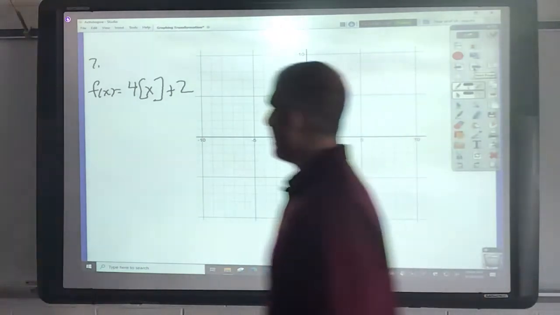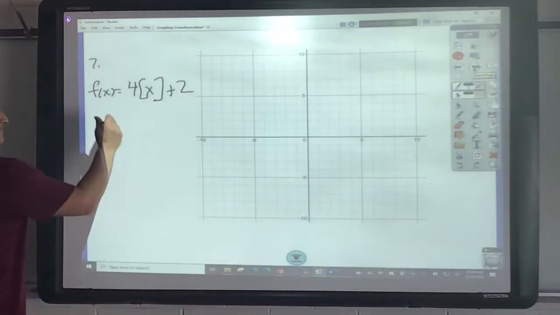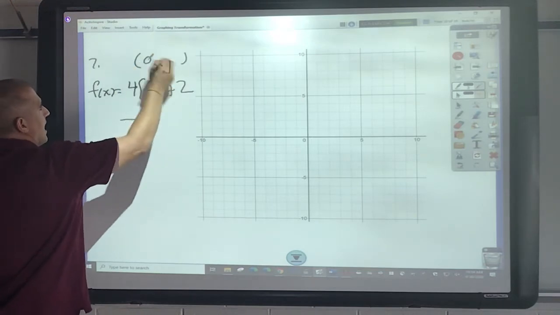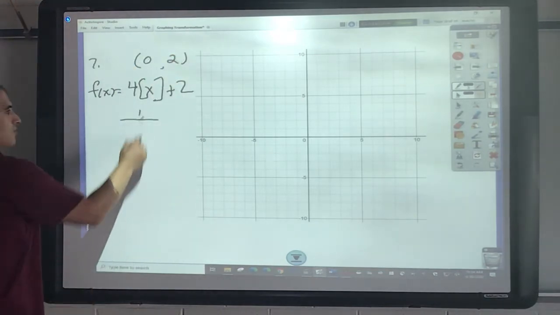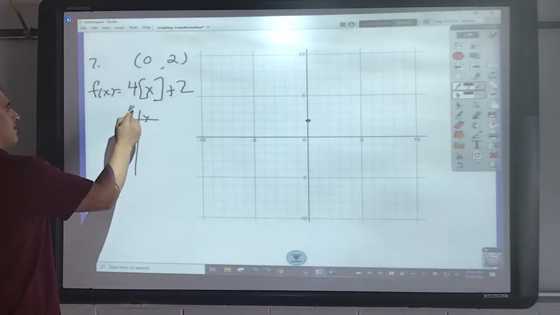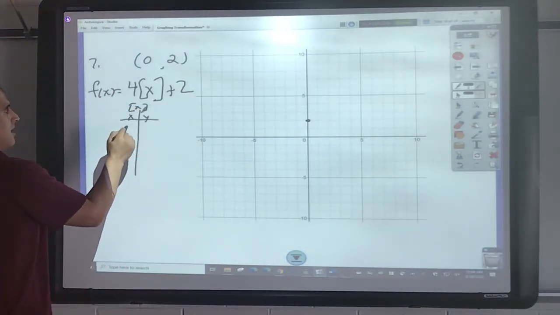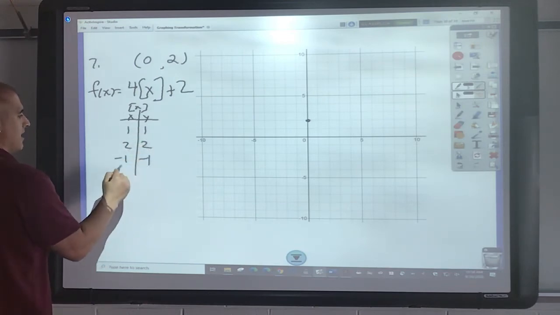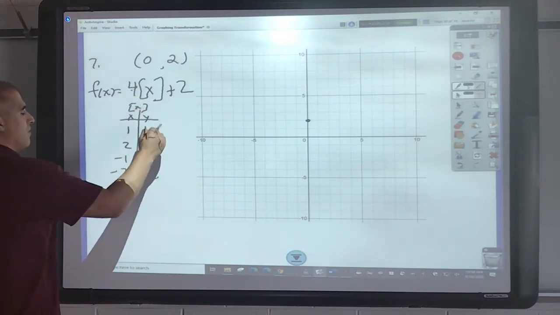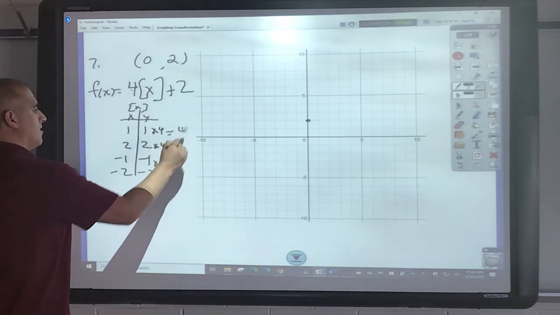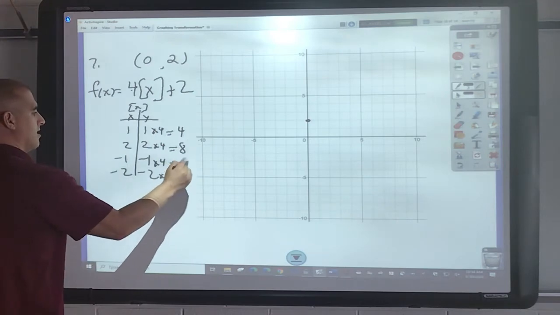Okay, question 7, this is a step function. My anchor point here, there's nothing inside, would be 0, and then it would be 2. So 0, 2, okay? I've got my x, my y, my step function's really easy. That's going to be 1, 1, 2, 2, negative 1, negative 1, negative 2, negative 2. Since I have the 4 there, I multiply all those values by 4. So 1, 4, 2, 8.